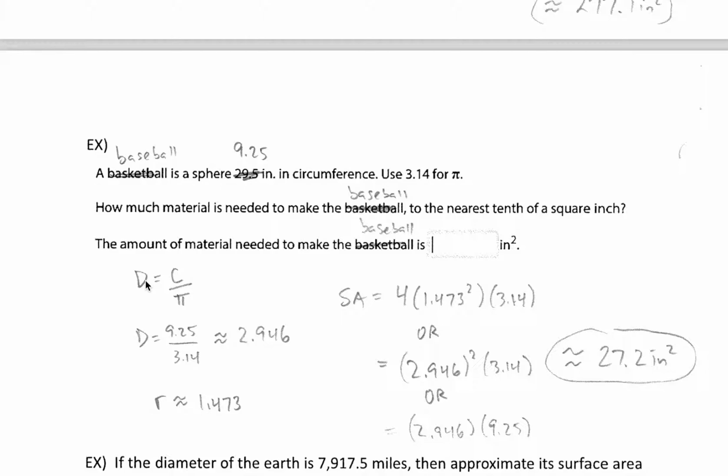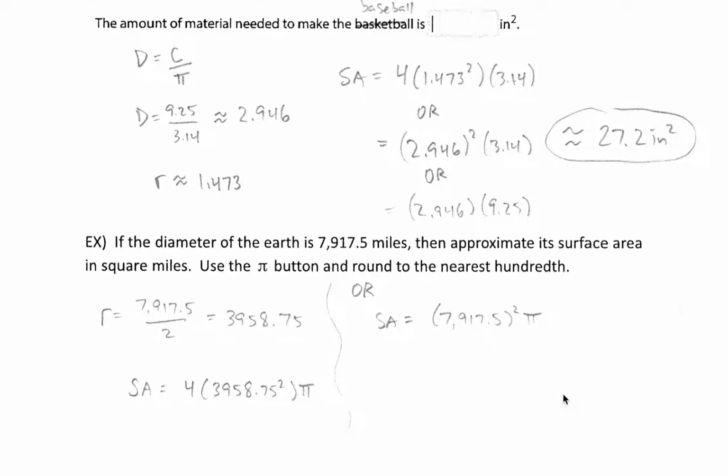We could solve for the diameter, taking our circumference divided by pi, using 3.14, and get a diameter approximately rounded to 3 decimal places, because we're going to continue to use that value. And then we could square our diameter and multiply by 3.14 for pi. We could take our diameter and multiply by its circumference. There's another way to do it. Or we could go the long way, cut our diameter in half, get our radius approximated, and then square our radius and multiply by 4 and pi. All three versions give us similar answers, about 27.2 square inches.